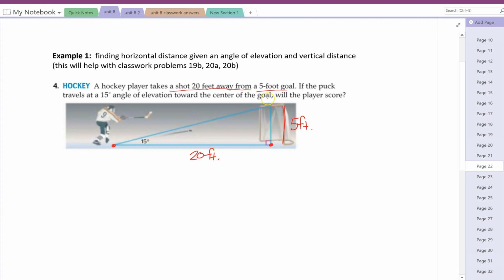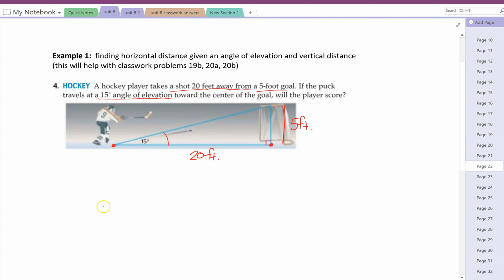Okay, and then it says the puck travels at a 15-degree angle of elevation. So this right here, from where the puck started, if this person would have just shot it along the ice, it would have had a 0-degree angle of elevation. But when they hit it, it started traveling up in the air a little bit, so it has a 15-degree angle of elevation. They want to know if the player is going to score, and apparently the goalie's been taken out for some reason. So what it's really asking us is if a person is 20 feet away from something and shoots something at a 15-degree angle, by the time it travels those 20 feet, will it stay under 5 feet, or will he shoot it over the goal, basically?